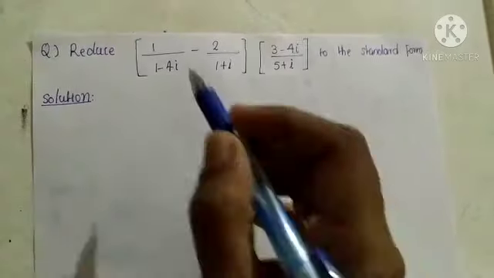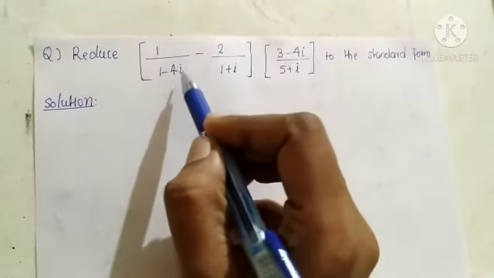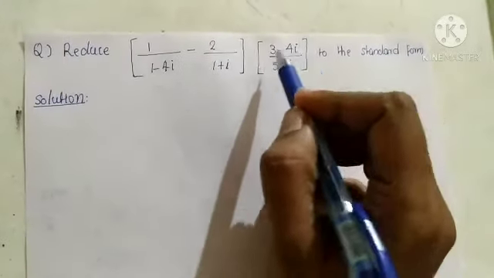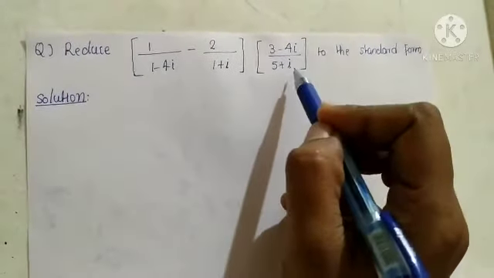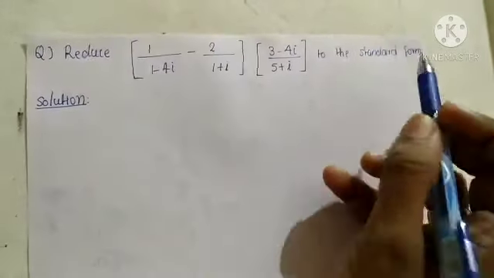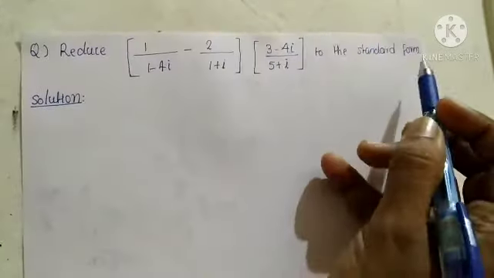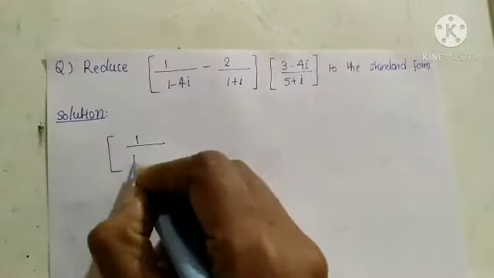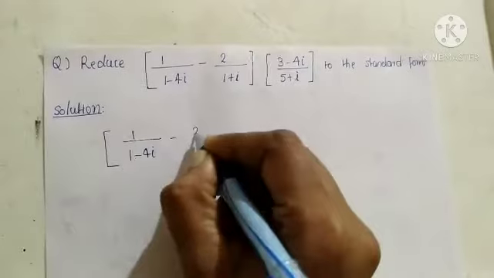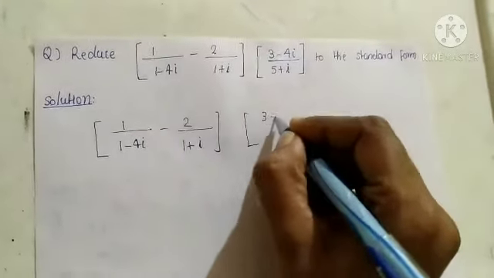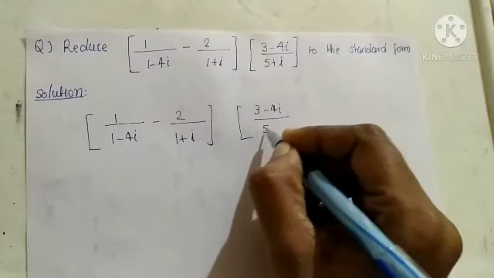Reduce 1 divided by 1 minus 4i minus 2 divided by 1 plus i, into 3 minus 4i divided by 5 plus i, to the standard form. So let's start the solution of this question. Standard form means complex number standard form a plus ib form. Given that the question is 1 divided by 1 minus 4i minus 2 divided by 1 plus i into 3 minus 4i divided by 5 plus i.